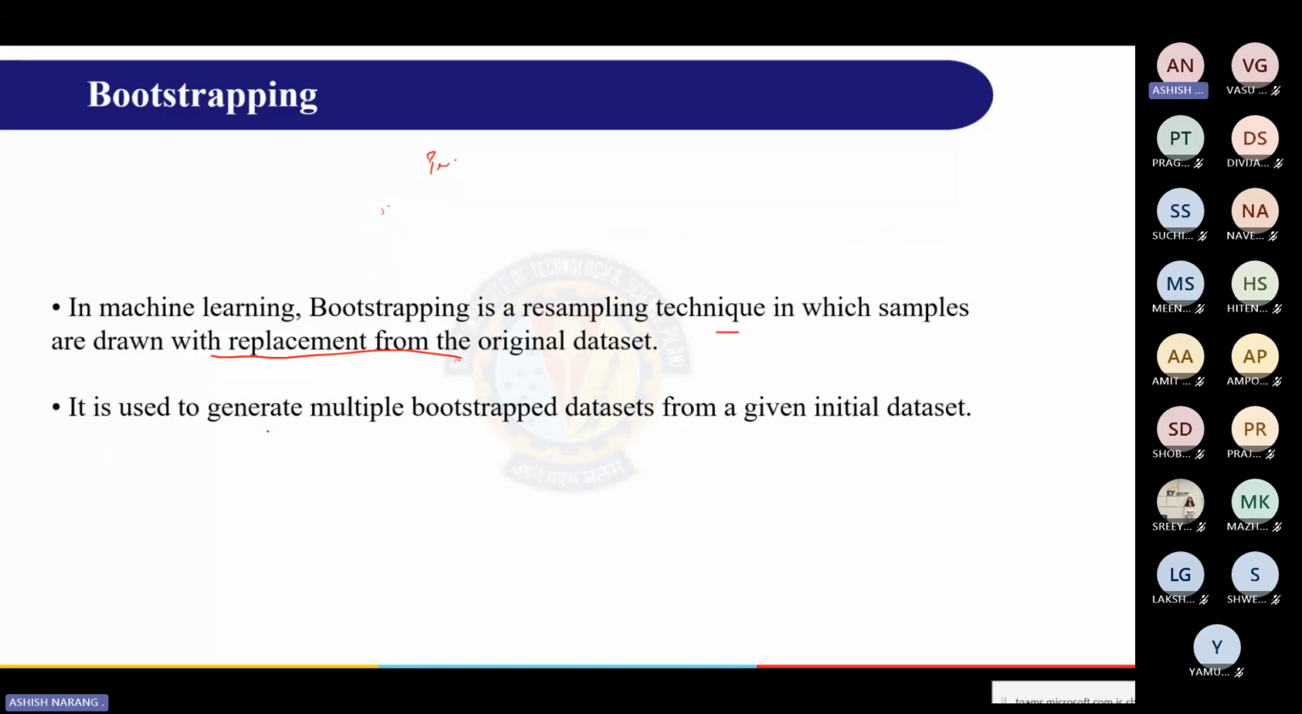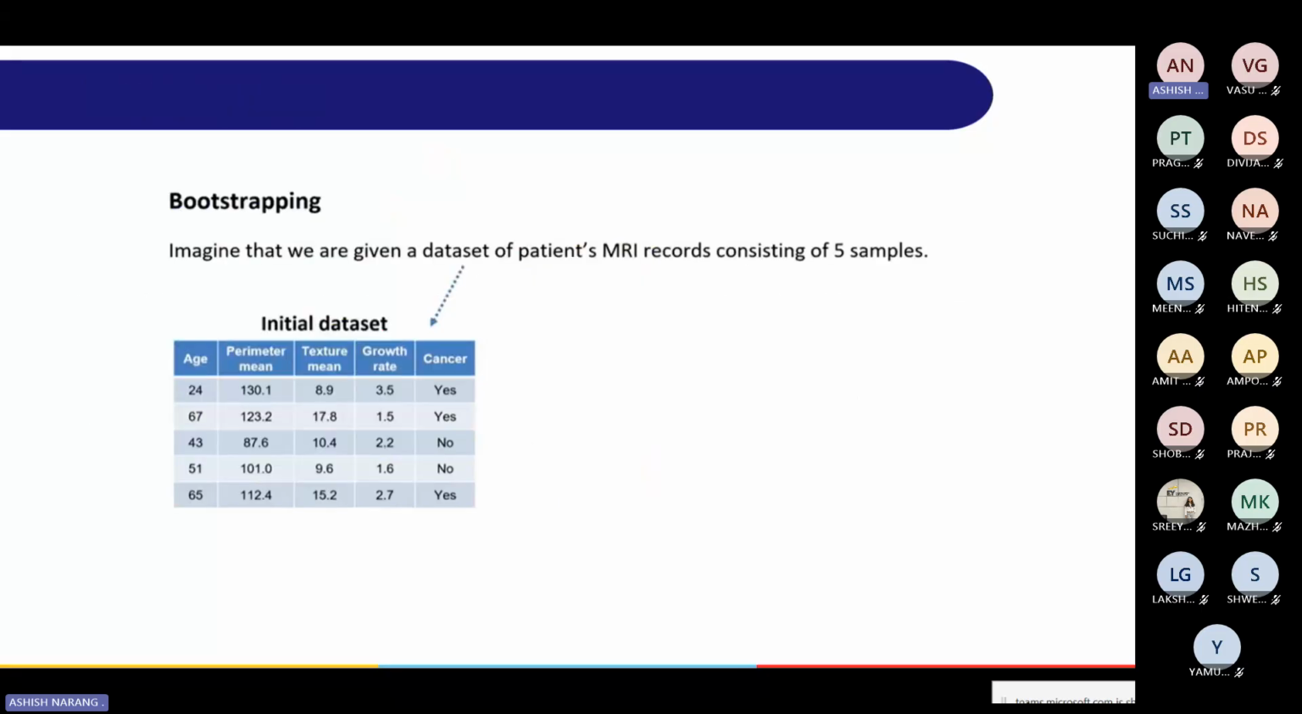So it is used to generate multiple bootstrap datasets from the original dataset. We have this given dataset. There are 5 records, 1, 2, 3, 4, 5. There are some input features, and this is my output. Now, how do I train multiple models? How do I come up with multiple datasets?